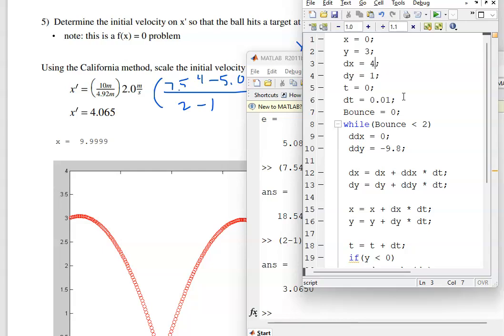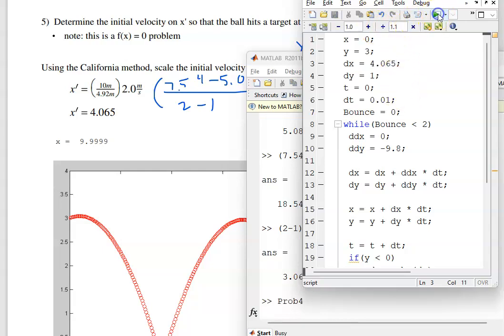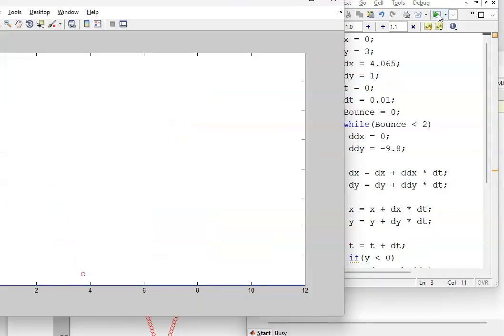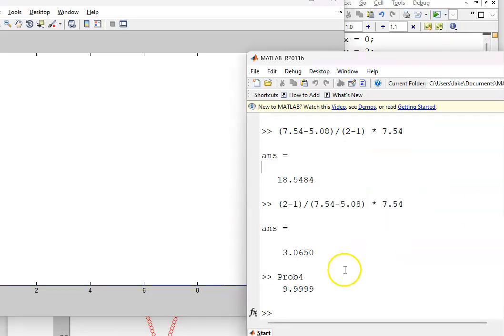Make this 4.065. Run it. First bounce. Second bounce. And I hit at 9.999. Basically nailed it. California method is a pretty good method for finding a function equals 0. I can guess again, but if you're willing to do some calculations, I can save a lot of time. Here on the third guess, I nailed it.